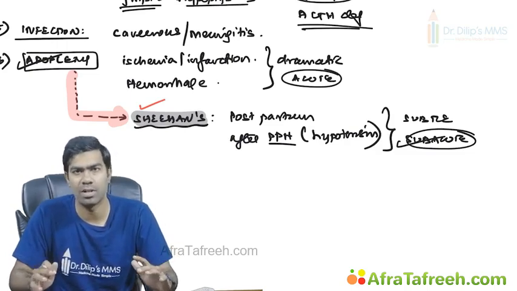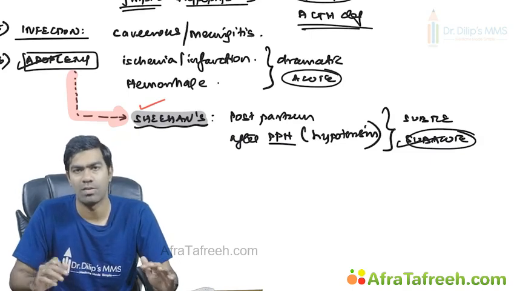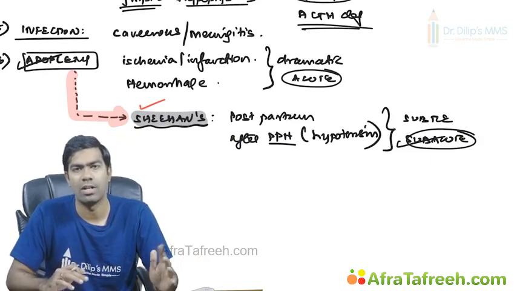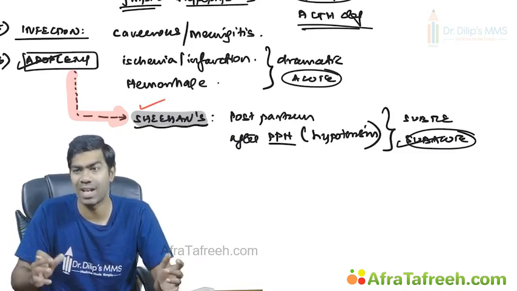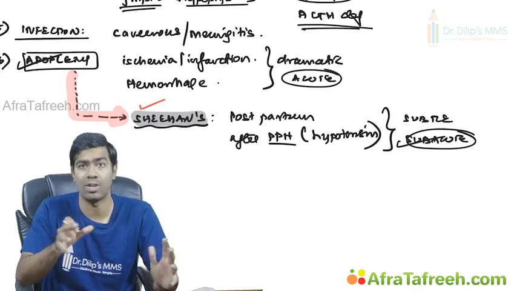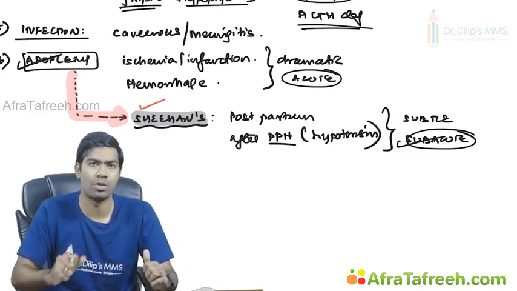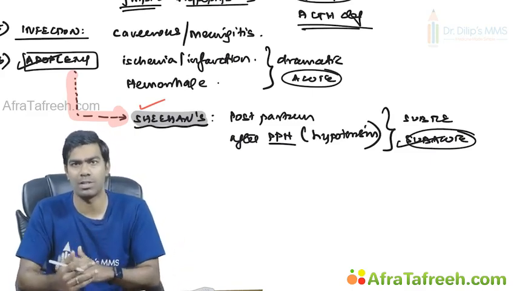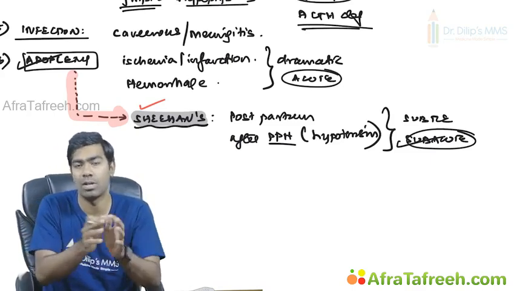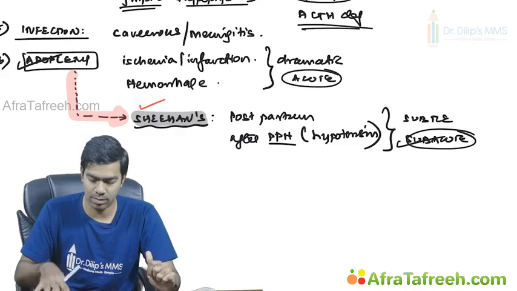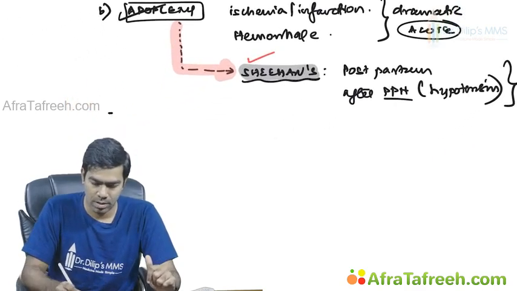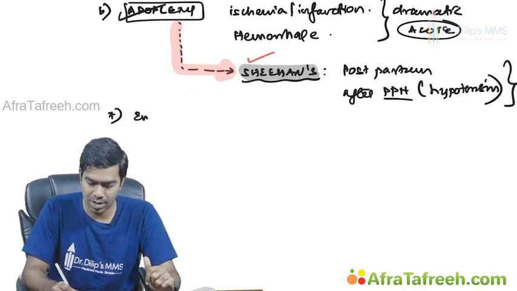But remember, ischemic necrosis or infarction of the pituitary, or bleeding, hemorrhage into the pituitary, if it happens in a non-postpartum woman, we call it apoplexy. If it happens in a postpartum woman, it's a special type of apoplexy, or you can consider it a separate disorder called Sheehan syndrome. Clear? All right. Number 7, you have an entity called empty sella syndrome.